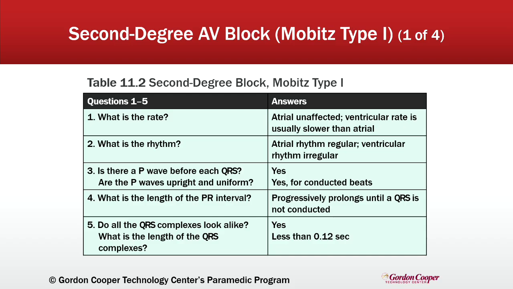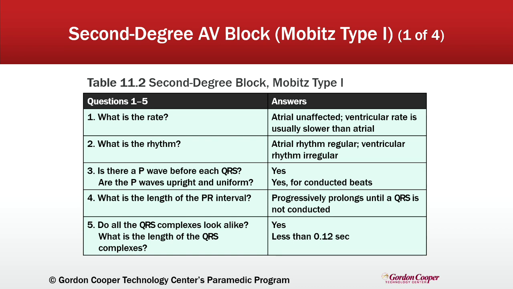Especially if any of the causes like ischemia or drug toxicity are present. Now looking here, all the same things. We see atrials unaffected. However, we see the ventricular rate usually slower than the atrial. The ventricular rhythm is irregular. We do see P waves. The length of the PR interval progressively prolongs until the QRS is not conducted. And then it's typical the QRS is going to be normal.